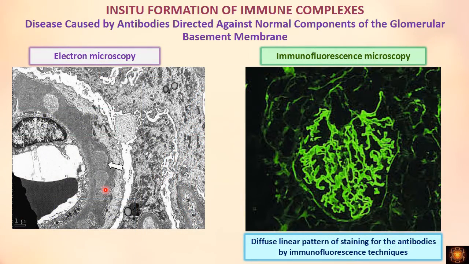So this is an electron microscopy. This entire thing is a basement membrane. You are seeing these deposits here. And if you see the immunofluorescence, we have a linear pattern of deposition of the antibodies. So here it's not granular, it is linear because antibodies are also diffusely present along the basement membrane.